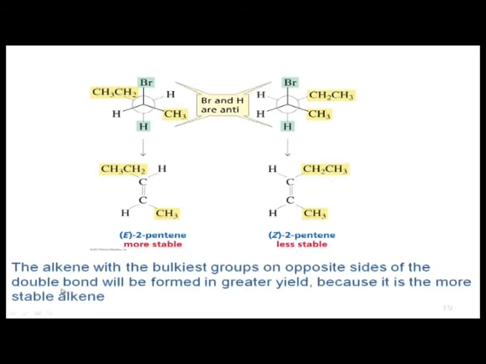So, that is written here: the alkene with the bulkiest groups on opposite sides of the double bond will be formed in greater yield because it is the more stable alkene. But actually stability is not the whole matter. I think that is one aspect, but the more important aspect is that in the transition state there is less repulsion, because two large groups eclipsing each other have a much greater steric interaction than the interaction between a small hydrogen and an alkyl group.